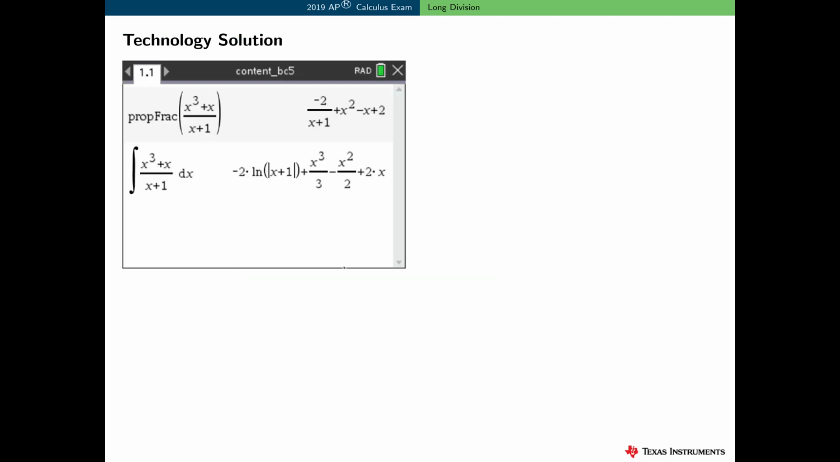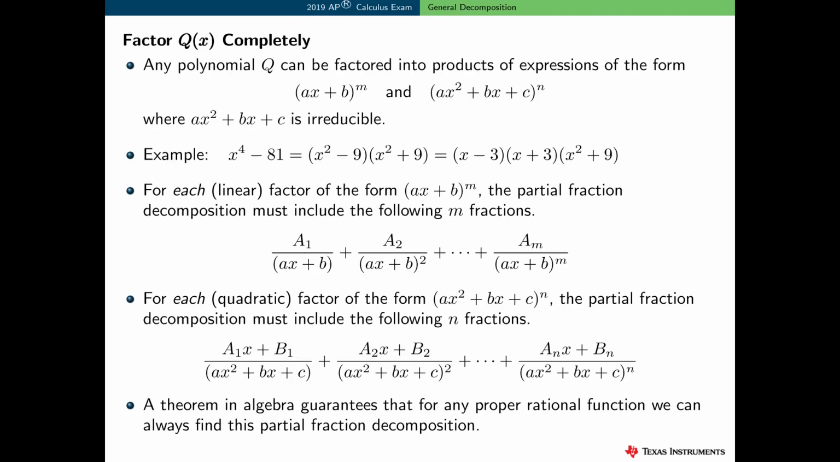Here's an example of how we can use technology to illustrate some of the steps in this solution, and to obtain the antiderivative. The TI-Nspire has a built-in function called prop_frac, for proper fraction. And using this command, the TI-Nspire carries out the long division. And using the TI-Nspire, I don't really need to do the long division first. I can simply evaluate the indefinite integral. And here's the final symbolic answer. And that's pretty cool.